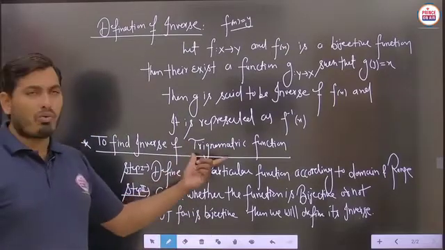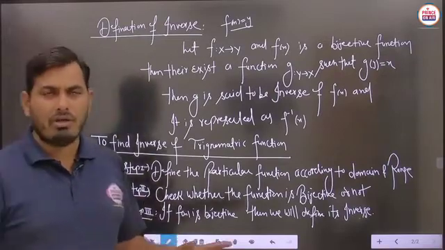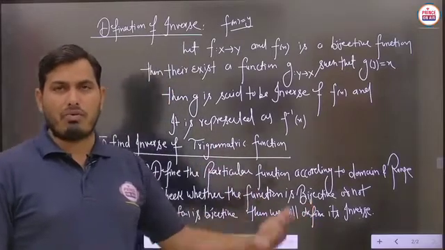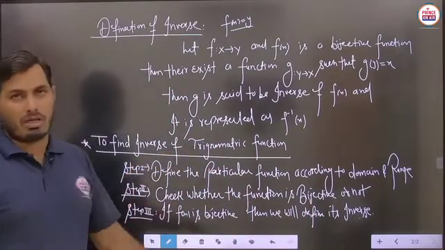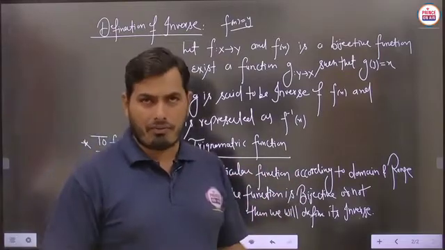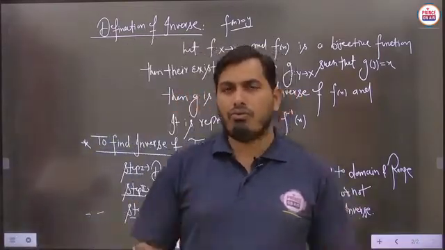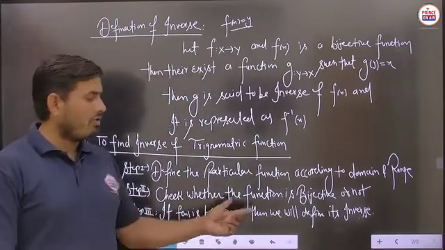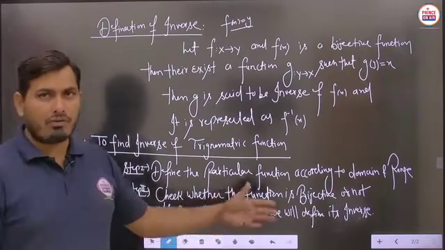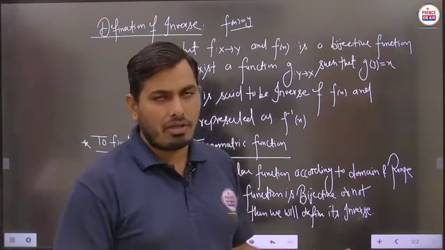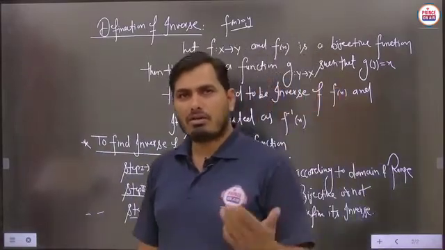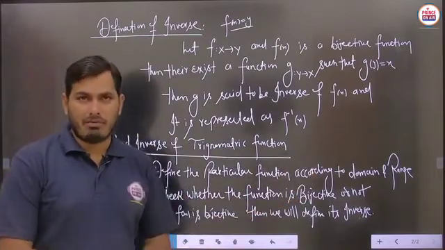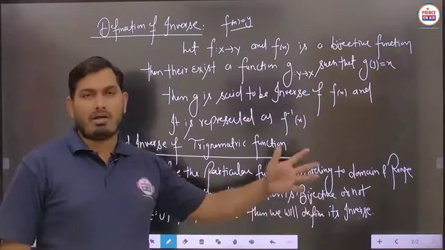Here, according to the chapter, we will discuss only trigonometric functions, but you can use these three steps for any function to calculate the inverse. First, we have to draw the valid graph if possible, and check the domain and range of that function. In the second step, we check whether the given function is bijective or not. If the function is not bijective, then we will restrict the domain and make the function bijective, and after making it bijective, students, we will define the inverse.